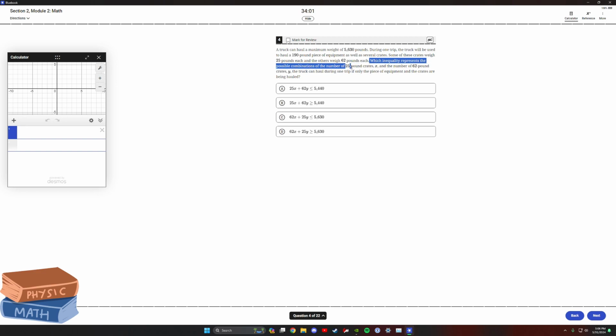Which inequality represents possible combinations of x and y? The truck can haul a maximum of that many pounds, and we have a 190-pound piece of equipment. So the fact that we already have 190 pounds means we need to subtract that from 5,630. Minus 190, we get 5,440, and it has to be less than or equal to that. We cannot be greater than that weight, otherwise it'll mess up. So we have to be less.